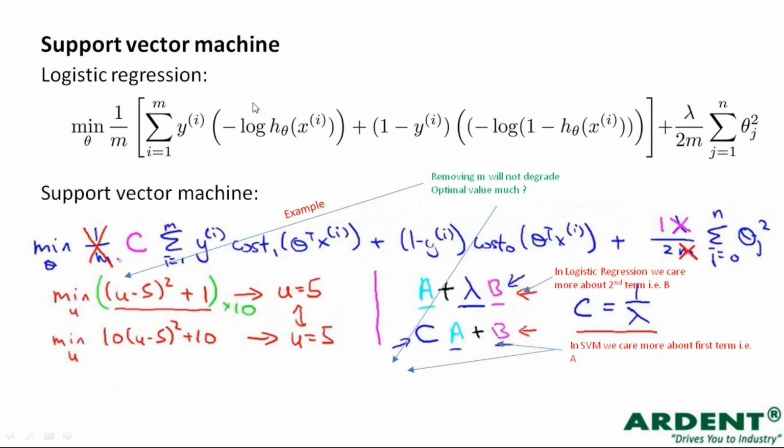Support vector machine. Logistic regression equals the minimum of 1 upon m and the whole cost function. अच्छा, ये लास्ट में जो लैम्डा अपॉन 2m, summation j equal to 1 till n theta square j जो ऐड किया हुआ है ना, you know this is actually called regularization.